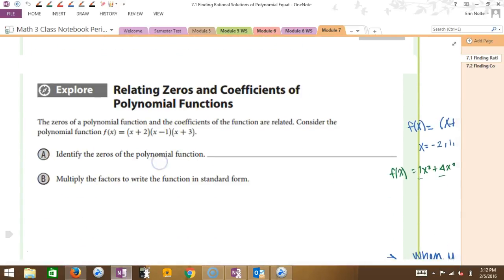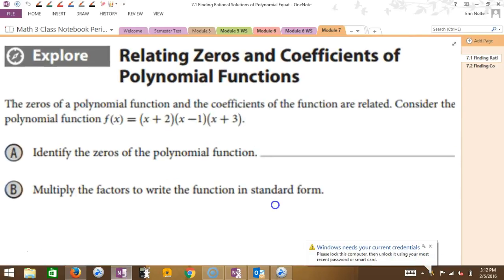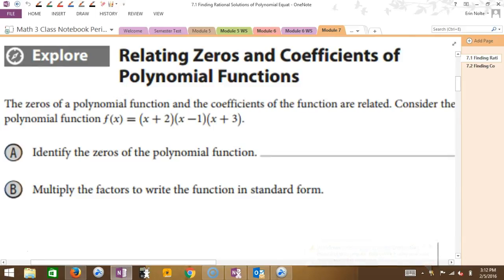We're going to start out with relating zeros and coefficients of polynomial functions. So this first part says the zeros of the polynomial function and the coefficients of the function are related. So let's look at that f of x. F of x is equal to x plus 2, x minus 1 times x plus 3. So what are my zeros going to be for this polynomial?